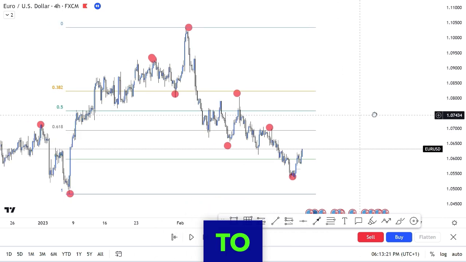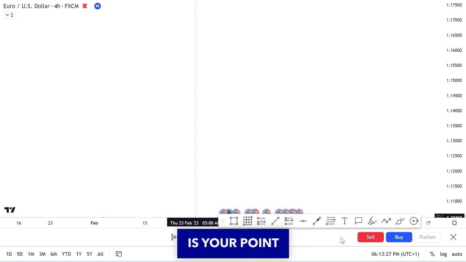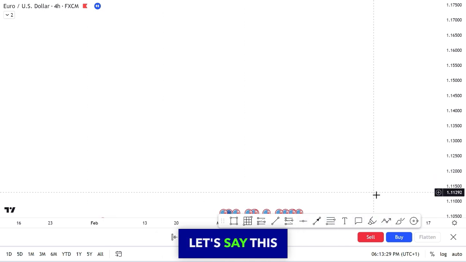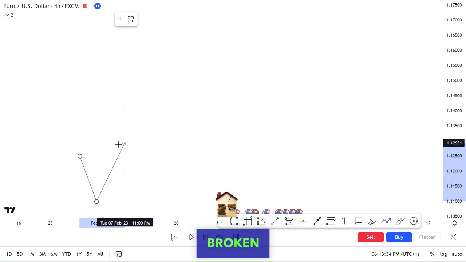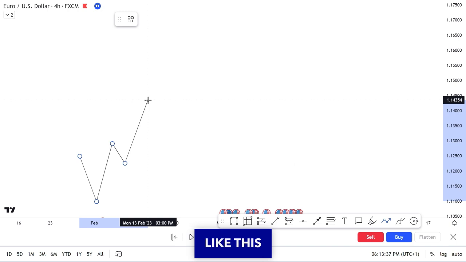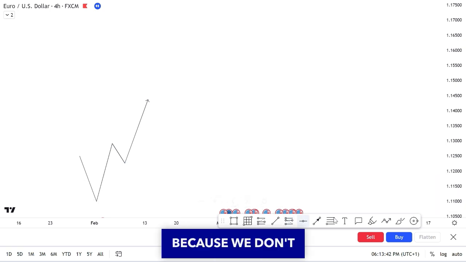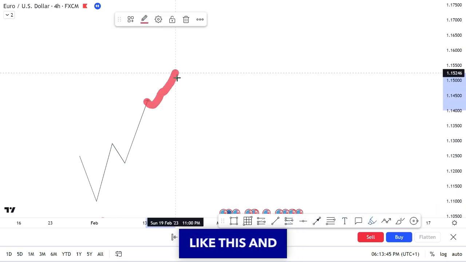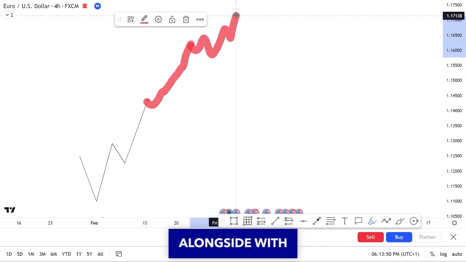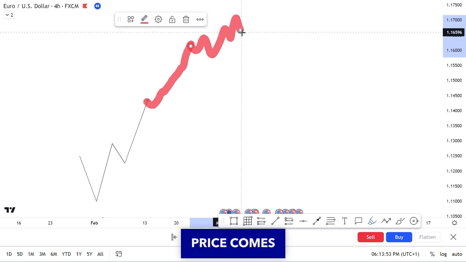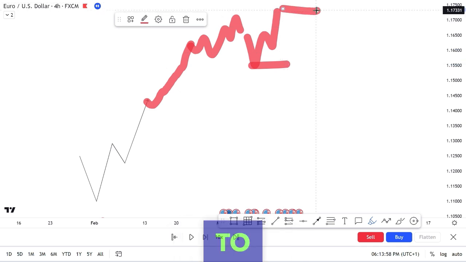Now there's another catch here. One of the things you really need to understand is how to draw your fib. Say this is your swing point, and let's say these are your levels. We have this, and this level has been broken, so we have something like this. Now we are not going to draw our fib from here to this place. Why? Because we don't know, price can just continue like this and keep going up. So if price keeps going up, you keep pushing your fib alongside price. If price comes and creates a new low and goes up, this becomes a new level that you want to draw your fib from.